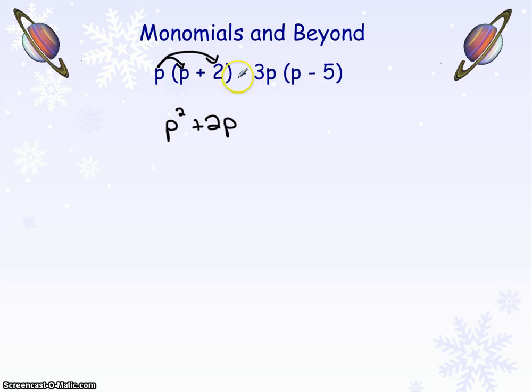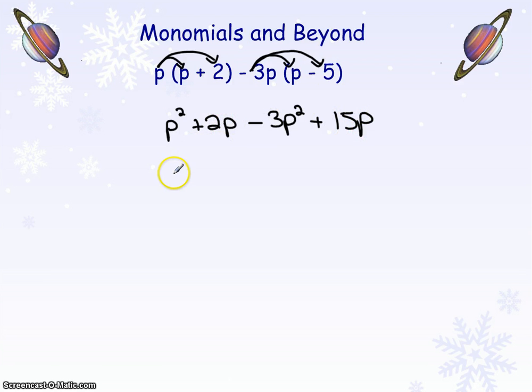For the second one, you're distributing negative 3p here. So negative 3p times p makes negative 3p to the 2nd. Negative 3p times negative 5, negative 3 times negative 5 makes positive 15. This has p, so you're going to bring it down. Now what you should notice is you have like terms, p squared, 3p squared, 2p, 15p.